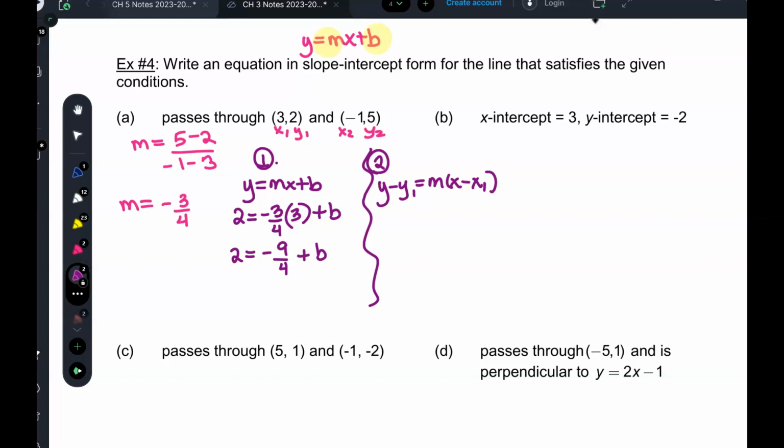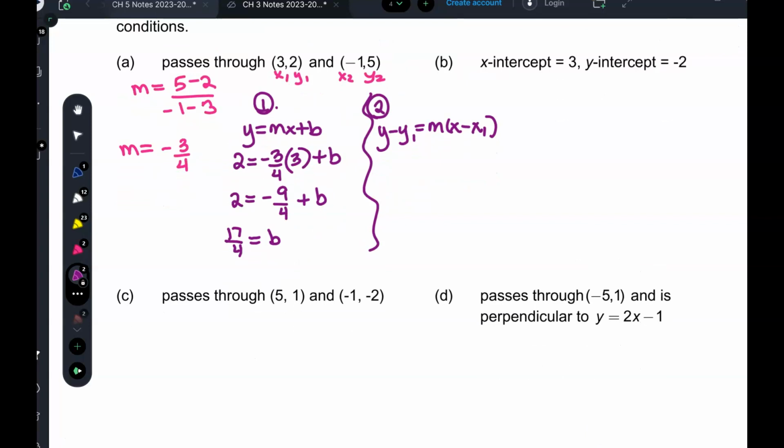Yeah, so if I have 2 and I want to add 9/4, I'd have to find a common denominator. So I'd multiply, so I have 8/4 plus 9/4. 17/4. I'm forgetting basic addition. Okay. And then now I'm not done. I just need to write the equation. So now that I have m, I could write y equals negative 3/4 x plus 17/4. Do you care that it's a fraction like that? It's 17/4. No, in fact, I prefer improper fractions.